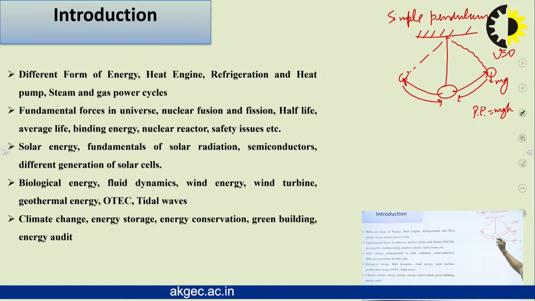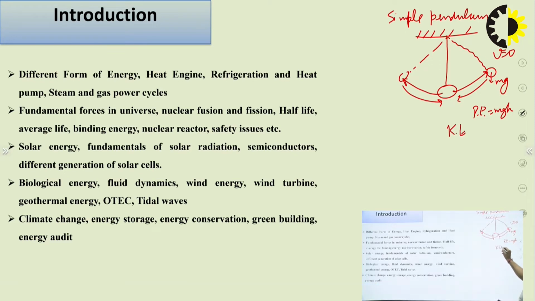Now at the mean position, the ball has the maximum velocity, मीन पोजीशन पे जो गति है बॉल की वो मैक्सिमम होगी. So this energy is converted into kinetic energy, and that is half mv square. So this is another form of energy, means potential energy converted into kinetic energy, and again kinetic energy is converted into potential energy when this ball reaches this left end. Similarly, there is nuclear energy.